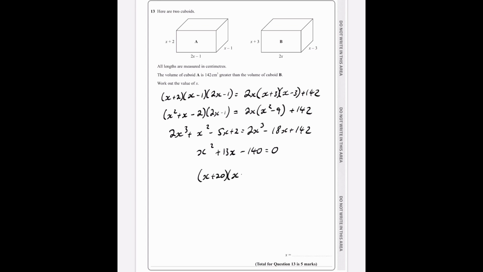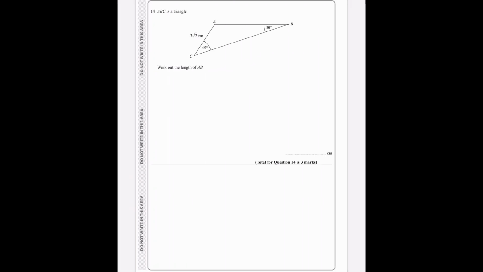Coefficient of x squared factorises to (x + 20)(x - 7). So we can read off the solutions x equals negative 20 or 7. Of course, you cannot have a negative length, so I'm going to eliminate x equals negative 20 and select x equals 7 as the solution.